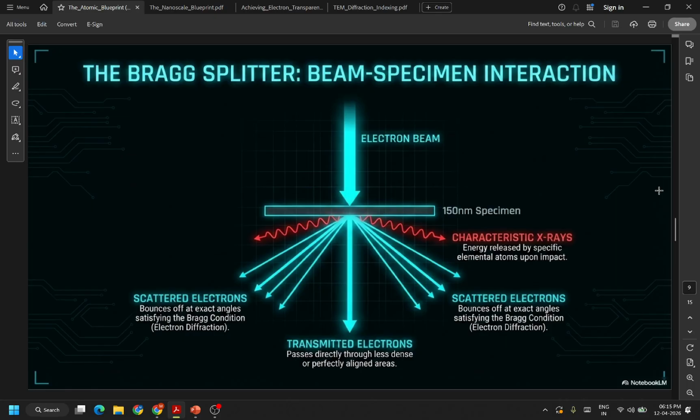Then the beam specimen interaction. First we'll have transmitted electrons, which pass directly through less dense or perfectly aligned areas. Then we'll have scattered electrons in all directions which bounce off at exact angles that satisfy Bragg's law, which is electron diffraction. And then there will be characteristic X-rays, which is energy released by specific elemental atoms upon impact, which would be your K alpha, K beta, L alpha, etc. X-rays.